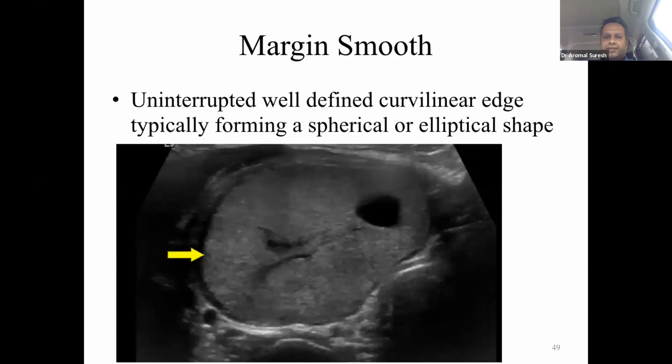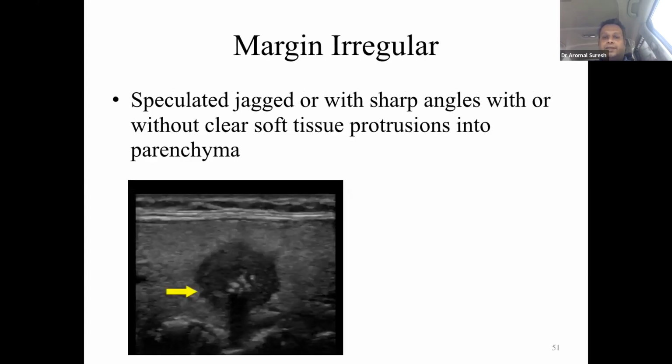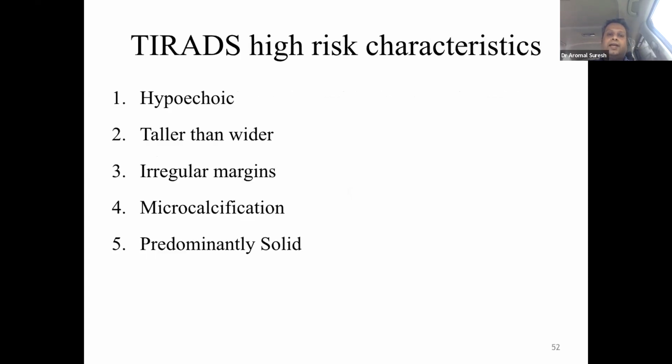And regarding margins, there are smooth margins, and ill-defined margins, which is the one very difficult to find out. The borders of the nodule are difficult to distinguish from the thyroid parenchyma. We have to call it an ill-defined margin. In this scenario, definitely we have to combine it with harmonic and color coding imaging. If it is irregular, this is the highest-risk margin. It's called spiculated, jagged, or sharp angle, with or without clear soft tissue protrusion into the parenchyma. This has a high risk of malignancy.